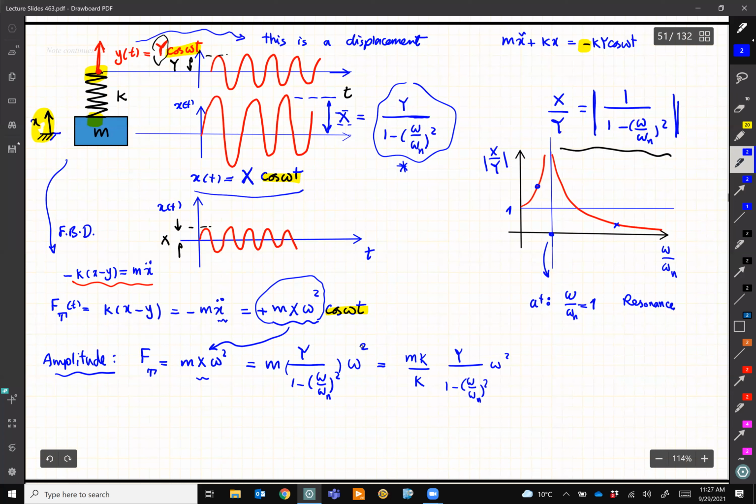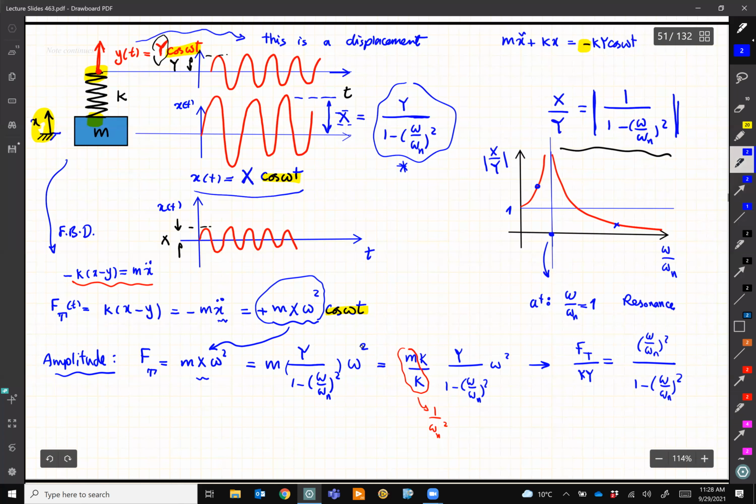And then we have omega squared here. And after some simplification, Ft over, I believe it was k y, gives me, so remember this m over k is 1 over omega n squared, right? Omega squared over omega n squared, over 1 minus omega over omega n squared. Right?